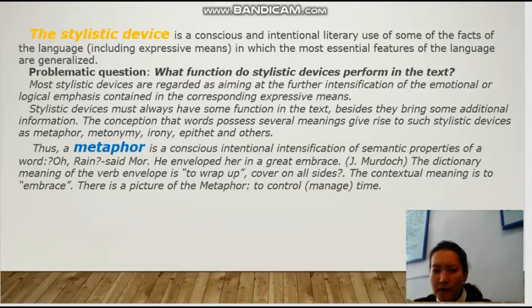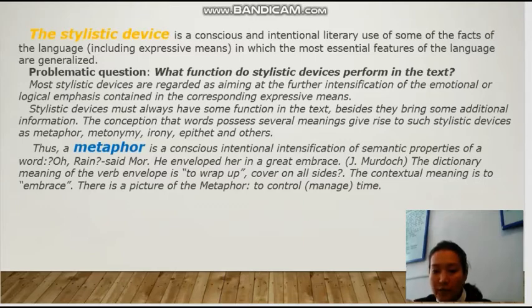"Oh, rain, say more." "He enveloped her in a great embrace." Here the dictionary meaning of the verb "envelop" is to wrap up, cover on all sides, or embrace, or hug. The contextual meaning is to embrace.